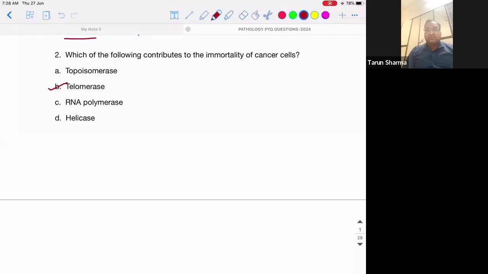All our cells are mortal. That's why we are mortal. We are going to die one day. Why are we going to die one day? Why are the cancer cells not going to die one day? Why do they keep proliferating for their whole life? Okay, so that's very, very important.